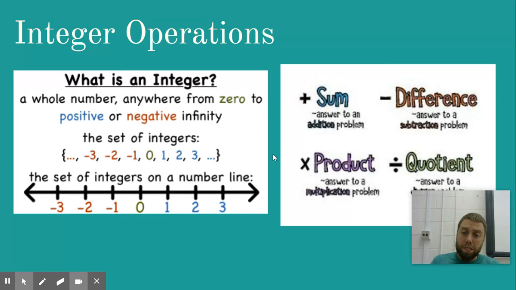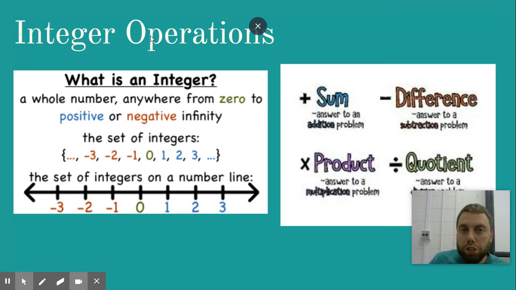Now, a couple of pieces of vocabulary here. First off, integer. An integer is a whole number, no decimals, no fractions, and it is anywhere from 0 to positive infinity or 0 to negative infinity, meaning that this is the counting numbers 1, 2, 3, 4, 5, 6, and so on forever, but also in the negative direction, -1, -2, -3, -4, so on forever in the negative direction. No decimals, no fractions.